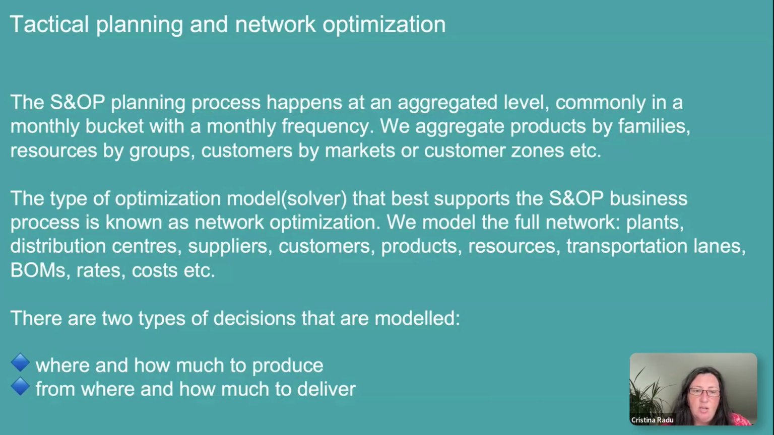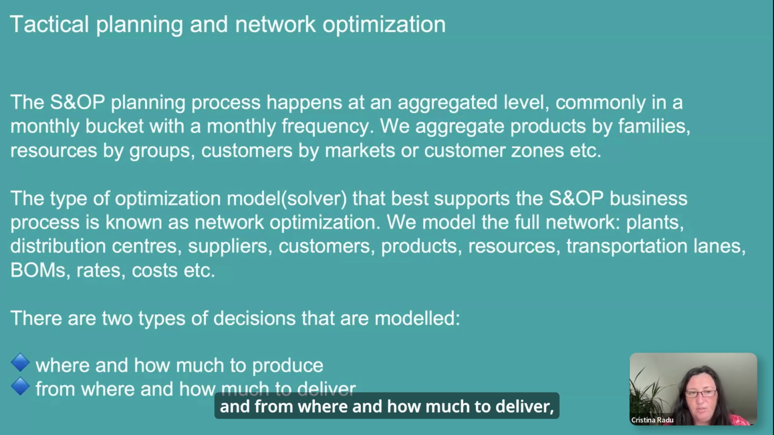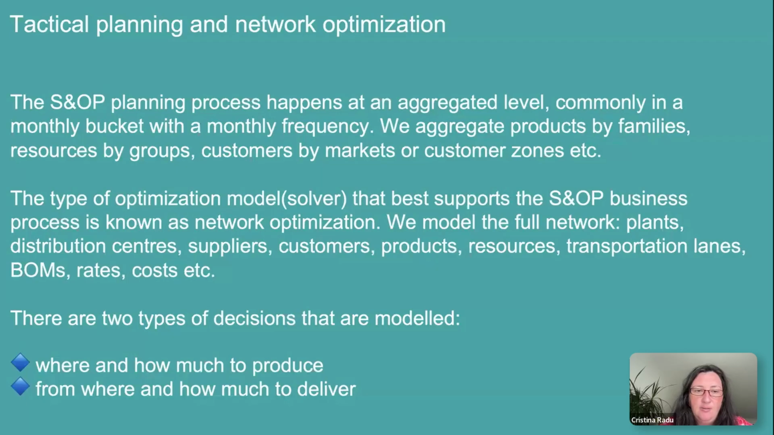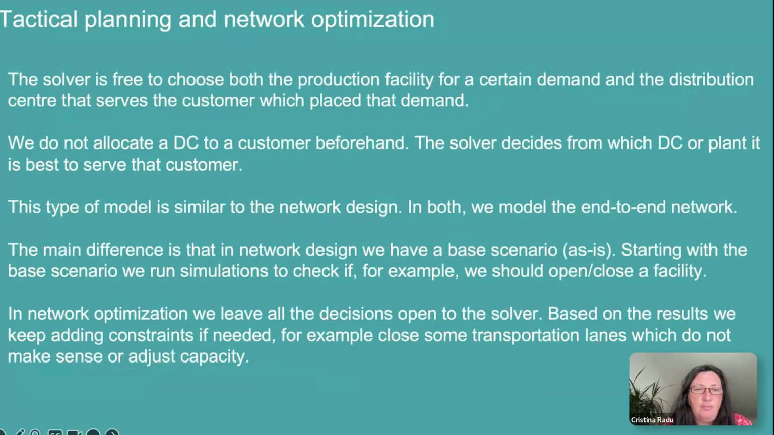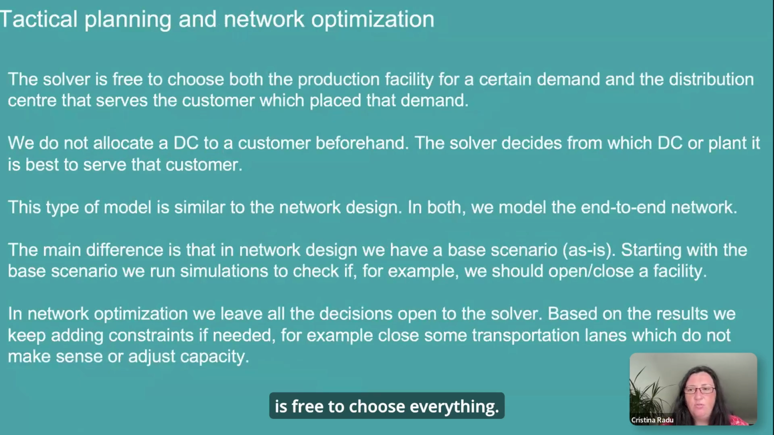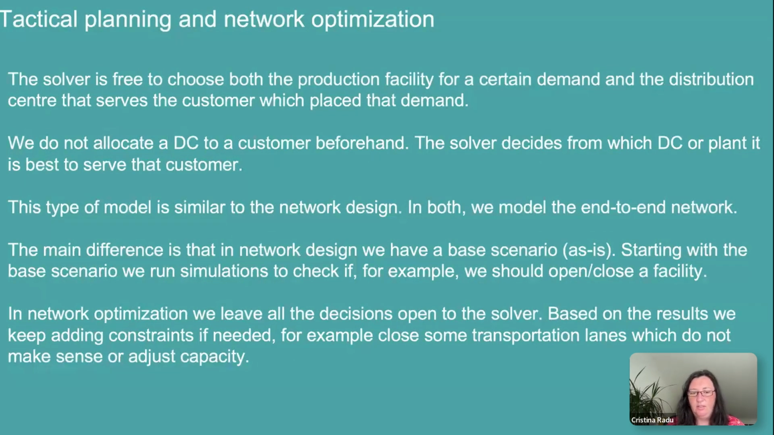So the type of decisions, where and how much to produce, and from where and how much to deliver, what I just explained in the beginning. So this kind of end-to-end, where to produce, how to move things around, and how to meet the demand of the customers. And as I said, the solver is free to choose everything. Sometimes, for example, in terms of lanes, people restrict it, but sometimes they just say, let's run the solver free and see how the solver would organize the network.